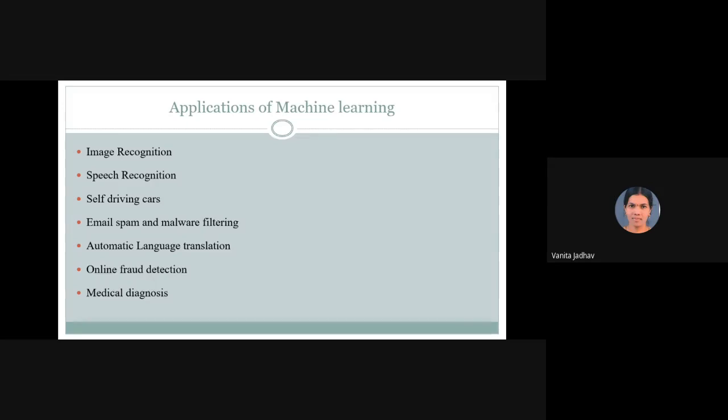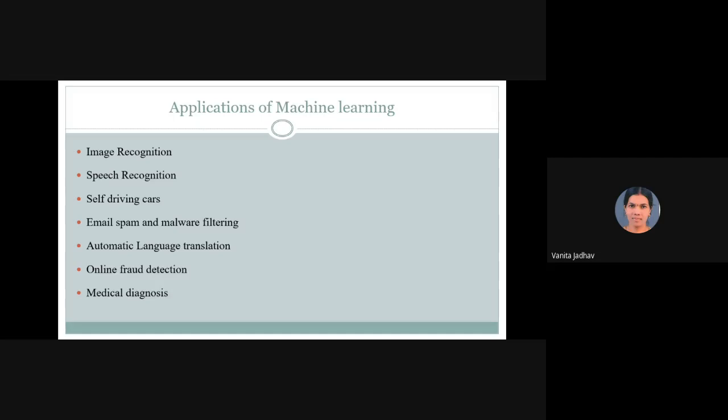Next one is speech recognition. Take the example of Google. In Google, we are using the search by voice option. It comes under speech recognition, and it is a popular application of machine learning. Speech recognition is the process of converting voice into text, and it is also known as speech to text. So here we are using machine learning in Google.